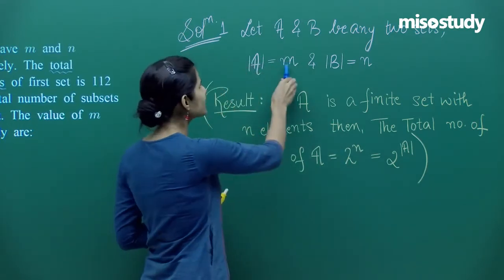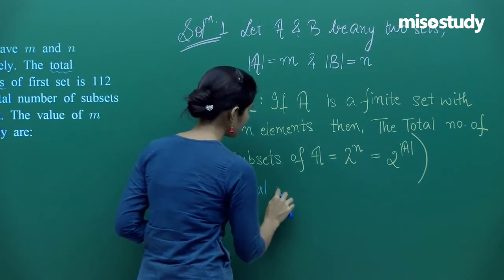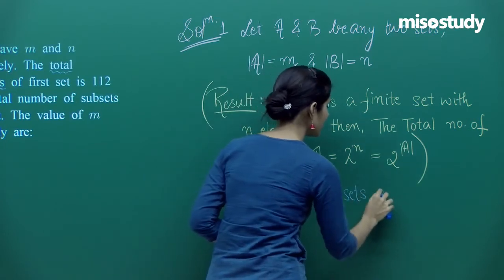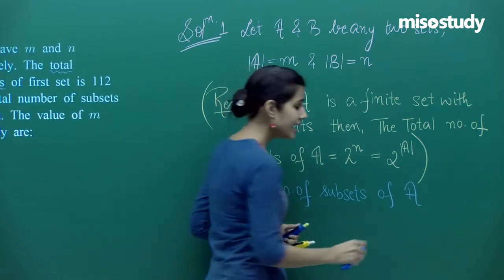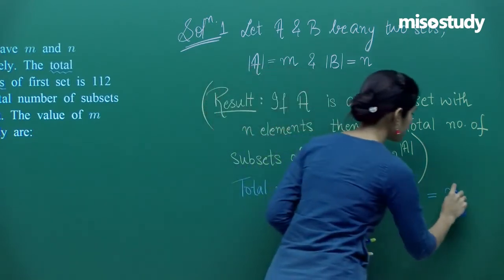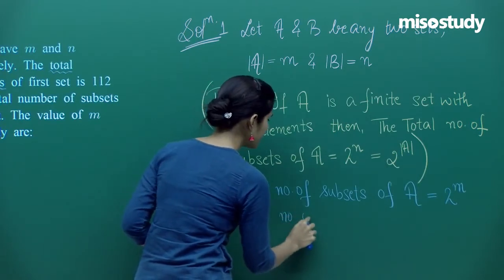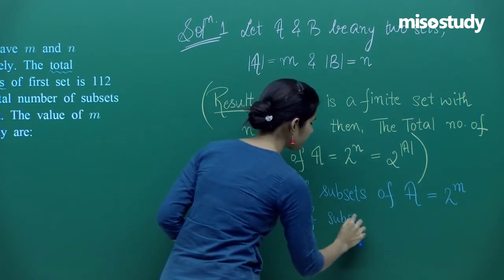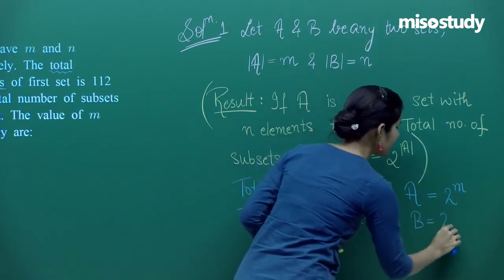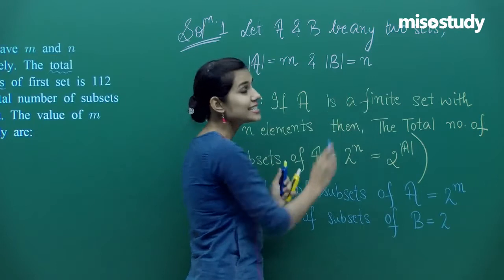Because the cardinality of A is given to be m, the total number of subsets of the set A is equal to 2 to the power cardinality of A, which is 2 to the power m, and the total number of subsets of the set B is similarly 2 to the power cardinality of B. What is the cardinality of B? It is equal to small n.